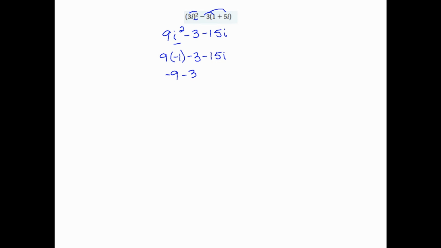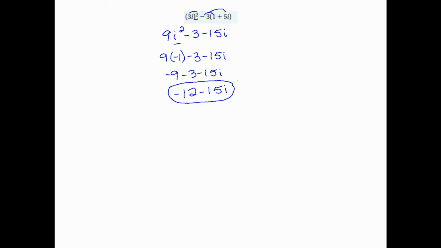And now minus 3 minus 15i. Okay, so negative 9 minus 3, that's going to be negative 12 minus 15i. And again, my i is the second term, and that'll be my final answer. Now, how can you check this?